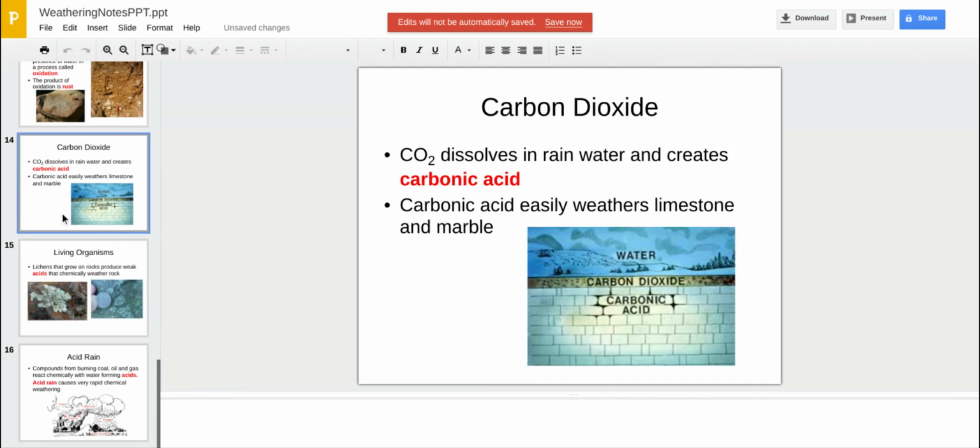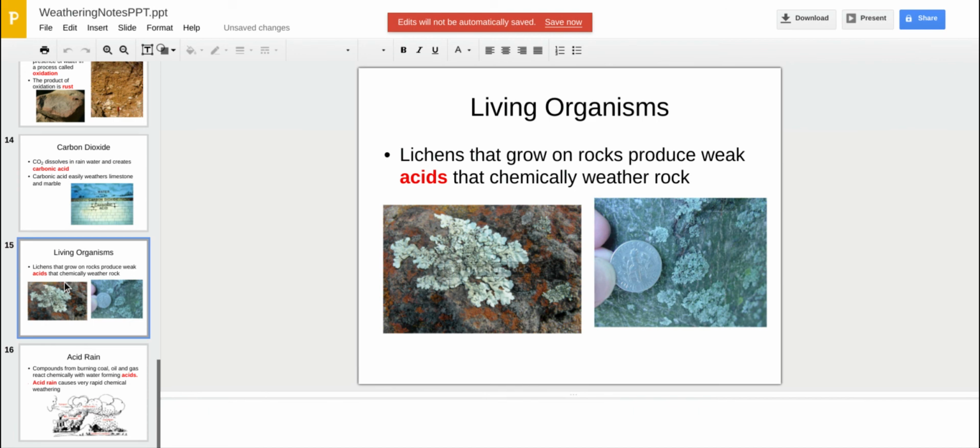Slide 14. Carbon dioxide. CO2, also called carbon dioxide, dissolves in rainwater and creates carbonic acid. Carbonic acid easily weathers limestone and marble. You probably saw pictures of statues that were weathered away by that in social studies. 15. Living organisms. Lichens that grow on rocks produce weak acids that chemically weather rock.